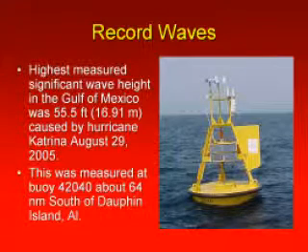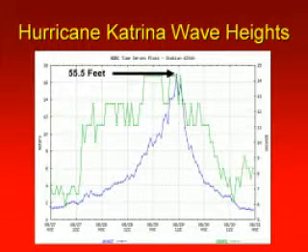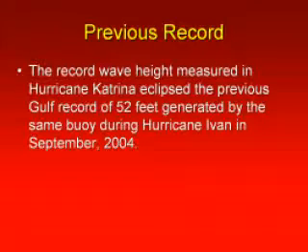The highest measured significant wave height from Katrina was 55.5 feet on August 29th, measured from a NOAA buoy located 64 miles south of Dauphin Island, Alabama. This is a graphic that illustrates the 55.5-foot wave crest from Hurricane Katrina. The previous record was set from Hurricane Ivan back in September of 2004, at 52 feet.